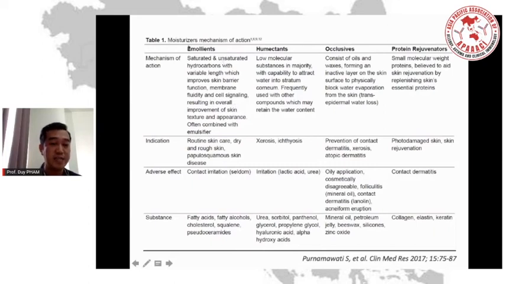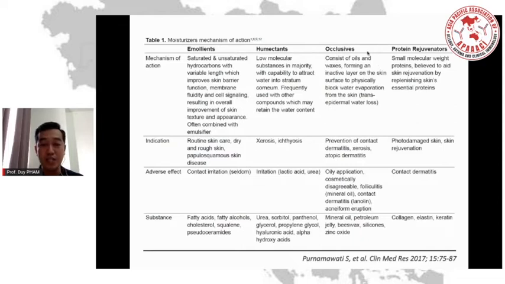You can see here the emollient consists of saturated and unsaturated hydrocarbons, such as fatty acid, fatty alcohol, cholesterol, or ceramide. It is indicated for routine skin care or to apply onto dry and itchy skin, especially in AD patients. Humectants consist of low molecular weight substances such as urea, sorbitol, glycerol, and so on, and are indicated in cases of xerosis or ichthyosis. Occlusives consist of oils and waxes, such as mineral oil, petroleum, beeswax, or zinc oxide, and are used to prevent contact dermatitis, or are indicated in cases of xerosis or atopic dermatitis.